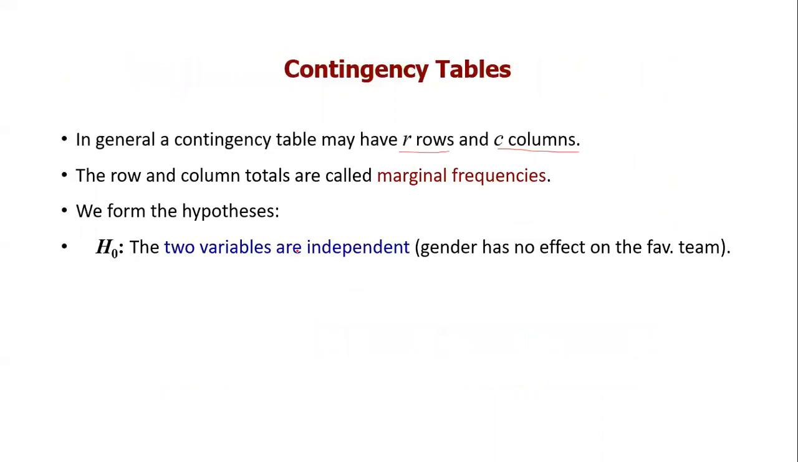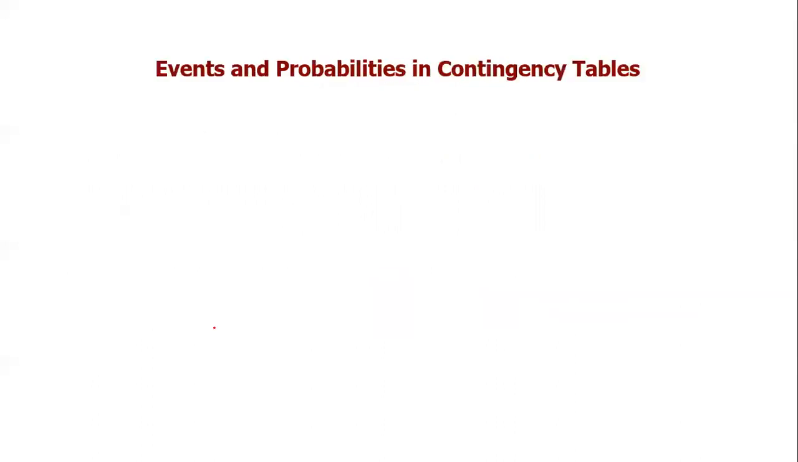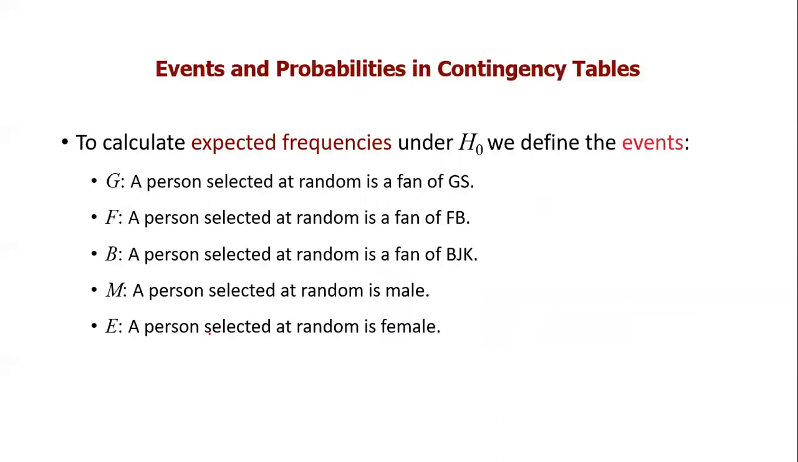My hypothesis H0 is that the two variables are independent of each other, so gender has no effect on the favorite team. And H1 is that the two variables are not independent, so they are somehow related and affect each other. First, I will try to calculate the expected frequencies under H0. Don't forget this.